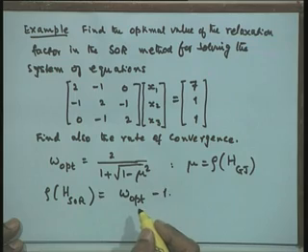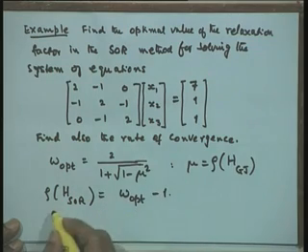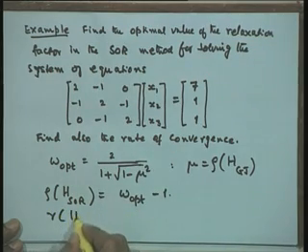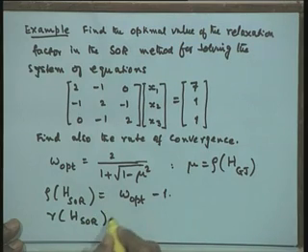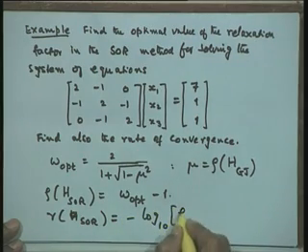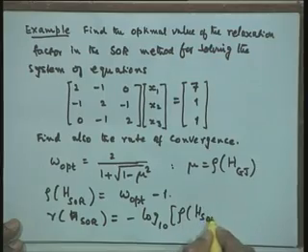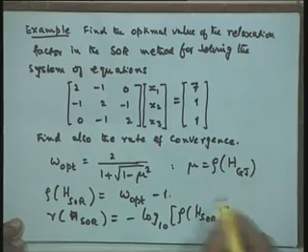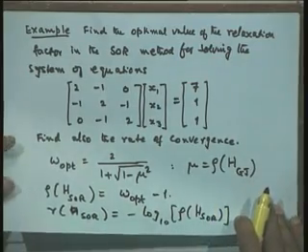Then I can define the rate of convergence of the SOR scheme as minus log base 10 of the spectral radius of H SOR. Therefore, I need to find these three quantities to complete this particular problem. Now, let us first of all write down the iteration matrix for the Gauss-Jacobi scheme.